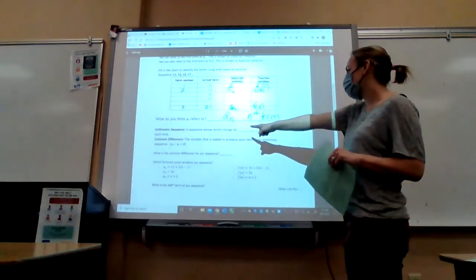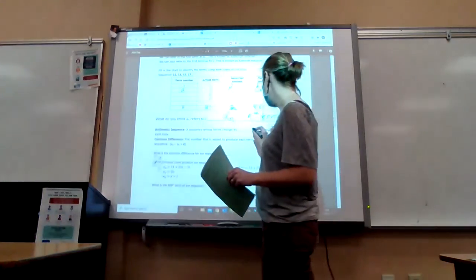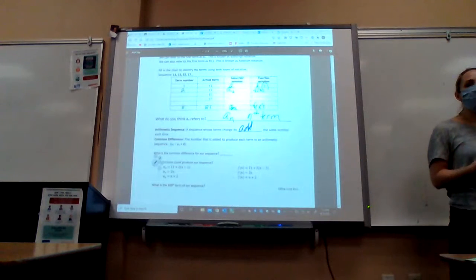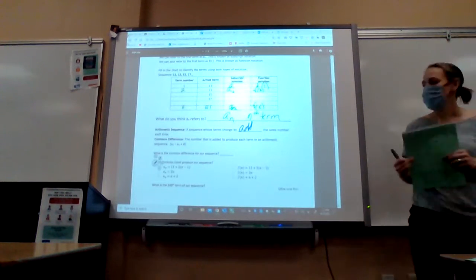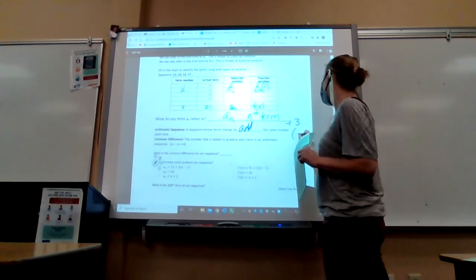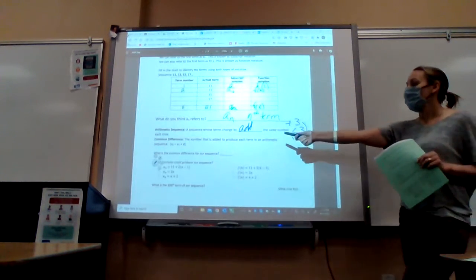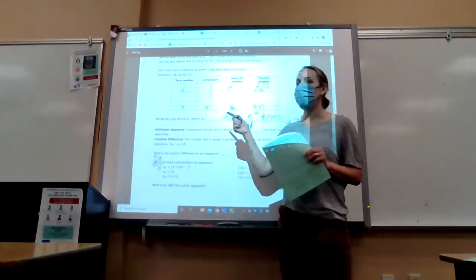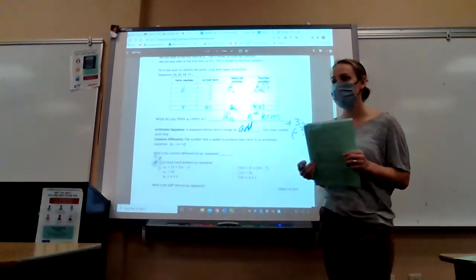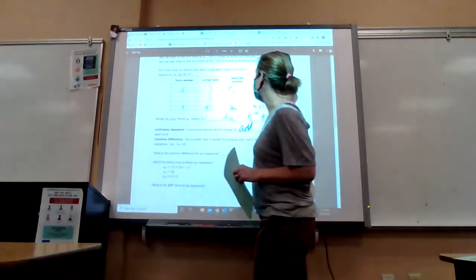An arithmetic sequence is a sequence whose term is changed by adding. We're going to change it from adding and subtracting to just adding, because either you're going to add 3 or you're going to add negative 3. Arithmetic is adding. You're either going to add a positive number, it goes up, or you add a negative number, it goes down. Okay?